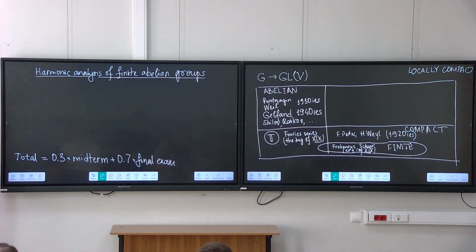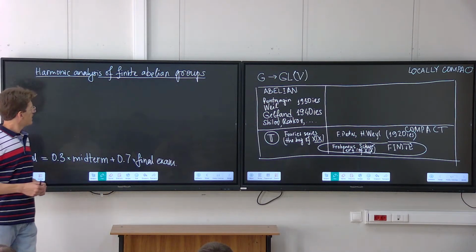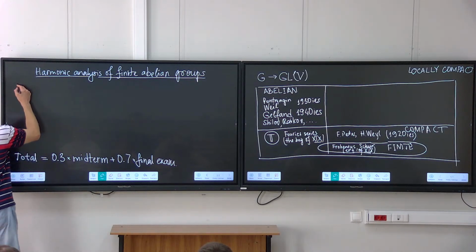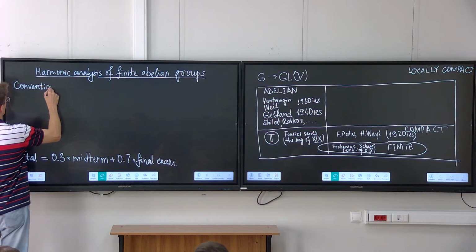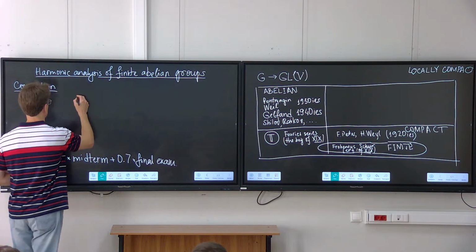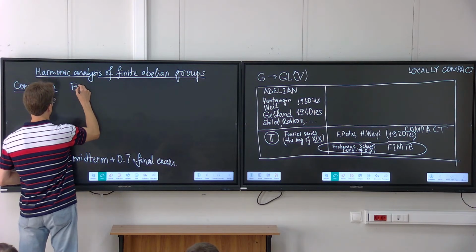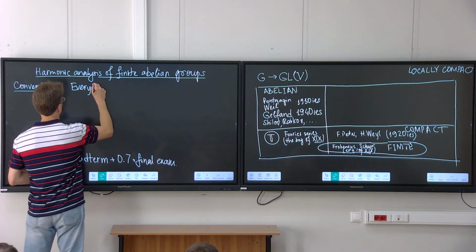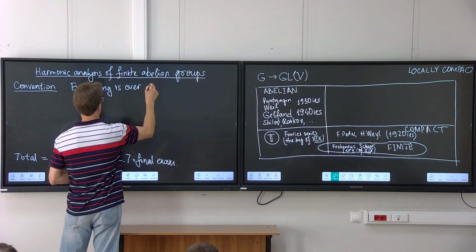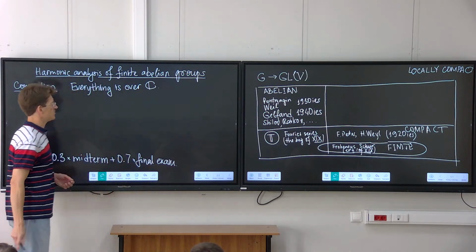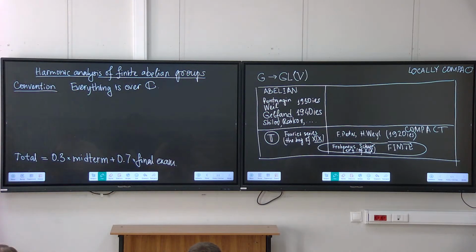Okay, so let's now speak about mathematics. First of all, let's adopt the following convention. We will work over the field of complex numbers. So everything will be over the complex numbers. All vector spaces will be over the complex numbers, as will all algebras, and all the operators are assumed to be complex linear.